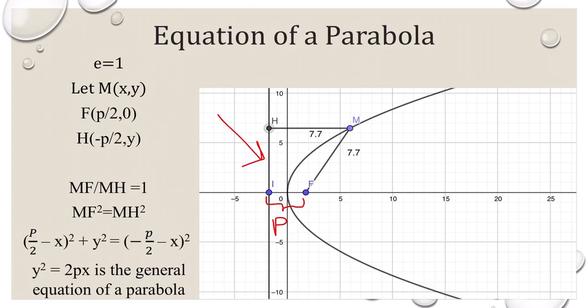You know that MF squared is equal to x of F minus x of M, all to the power 2, plus y of F minus y of M, all to the power 2. Same idea for MH squared. Using the coordinates, we get P over 2 minus x, all to the power 2, plus y to the power 2, is equal to minus P over 2 minus x, all to the power 2. Now, after a simple calculation and simplification, we get the equation of the parabola, which is y to the power 2 equals px. It's the general equation of a parabola.